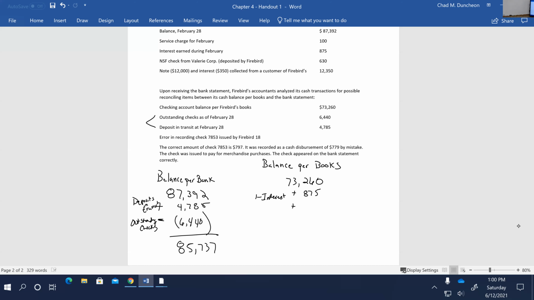Do that. They also selected a note in interest of $12,350. So we need to add that in.